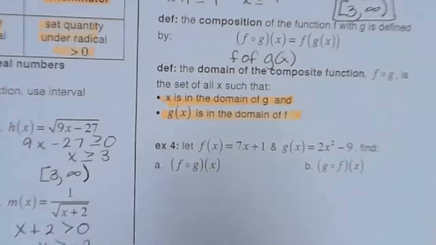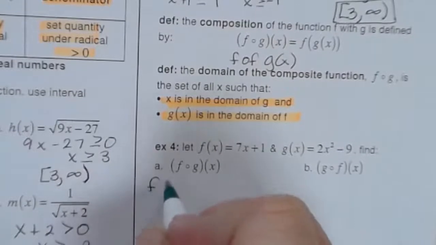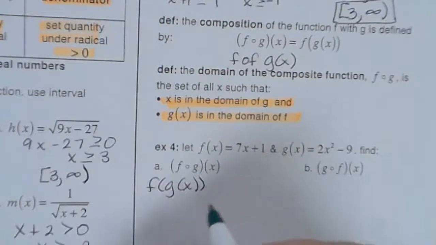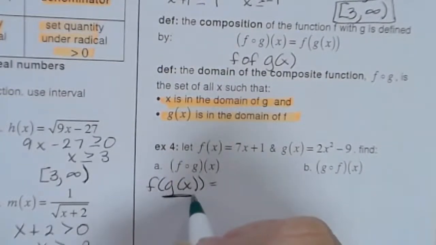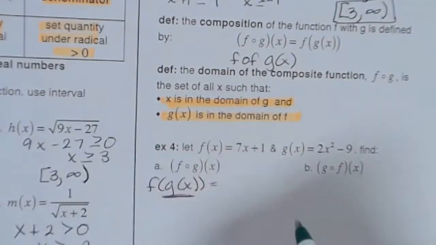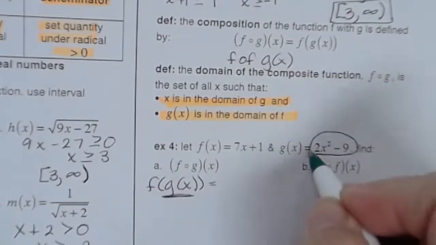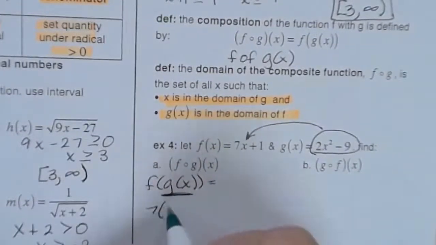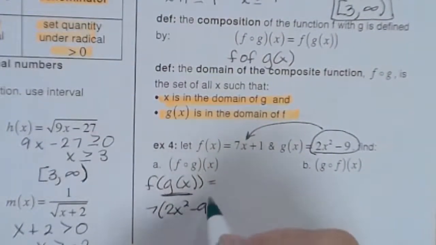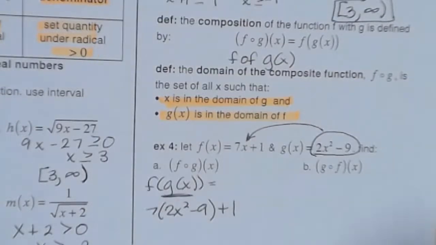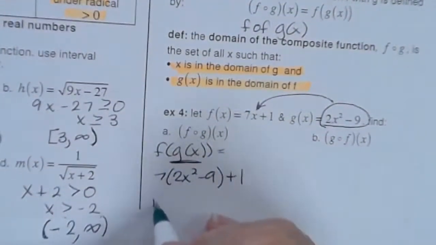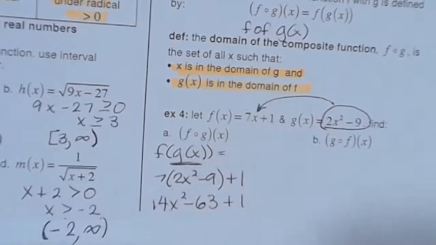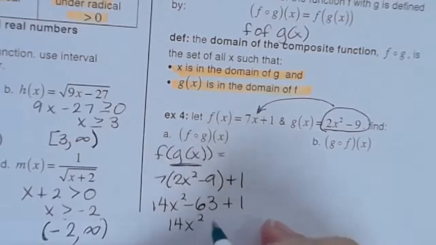So if I go to this problem down here, this is what this is saying, f of g of x. That's how you write it, which means I'm going to plug my g equation into my f equation. So I'm going to take that and plug it into my f. So this becomes 7 times (2x squared minus 9) plus 1. Then I'm going to simplify it, and I get 14x squared minus 63 plus 1, which simplifies to 14x squared minus 62.